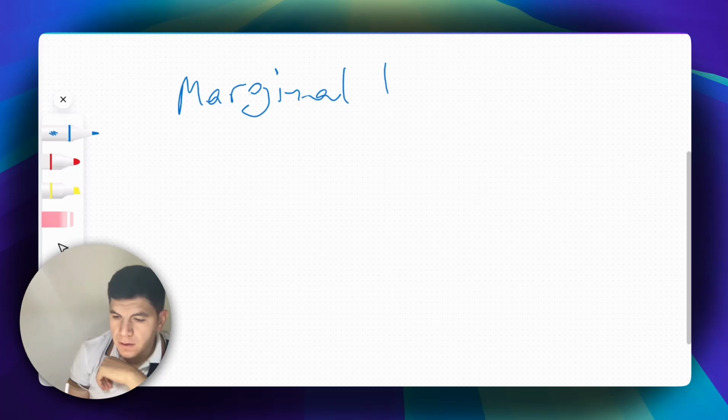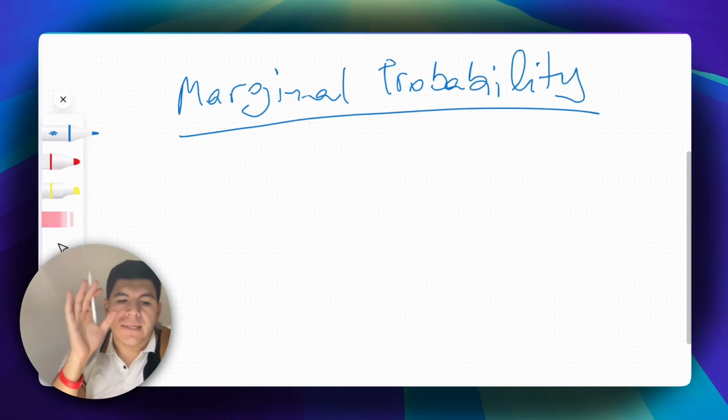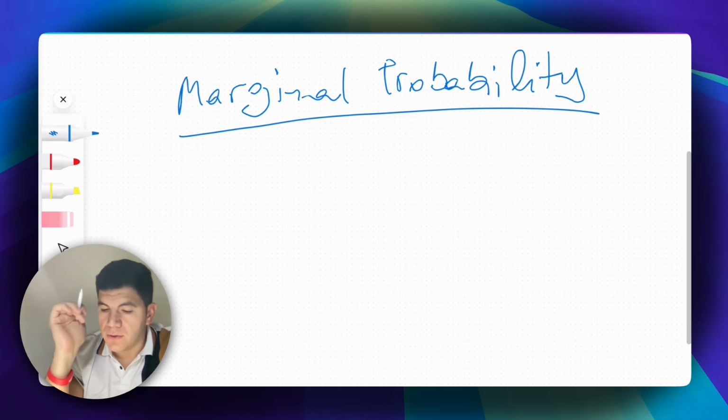So today I will be talking about the probability called marginal probability. So what is the marginal probability? It is the probability of a single event occurring independent of other events. So that's what we call the marginal probability.